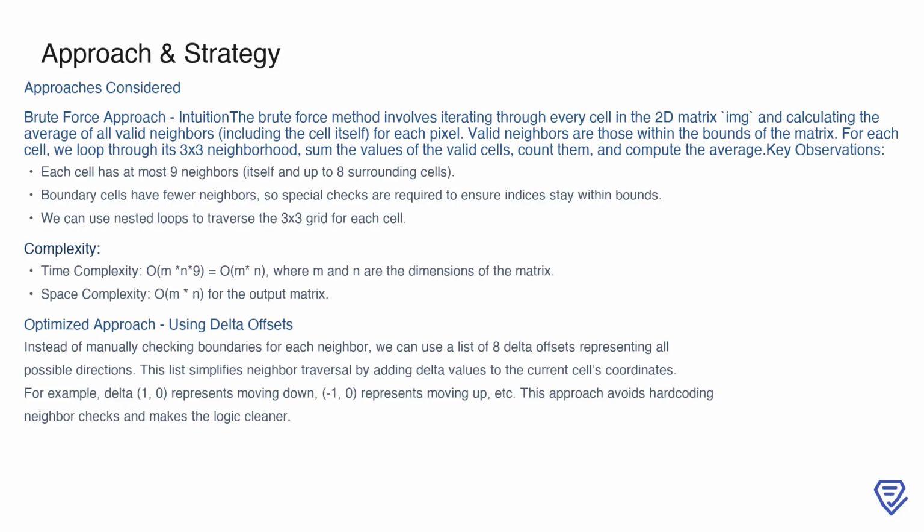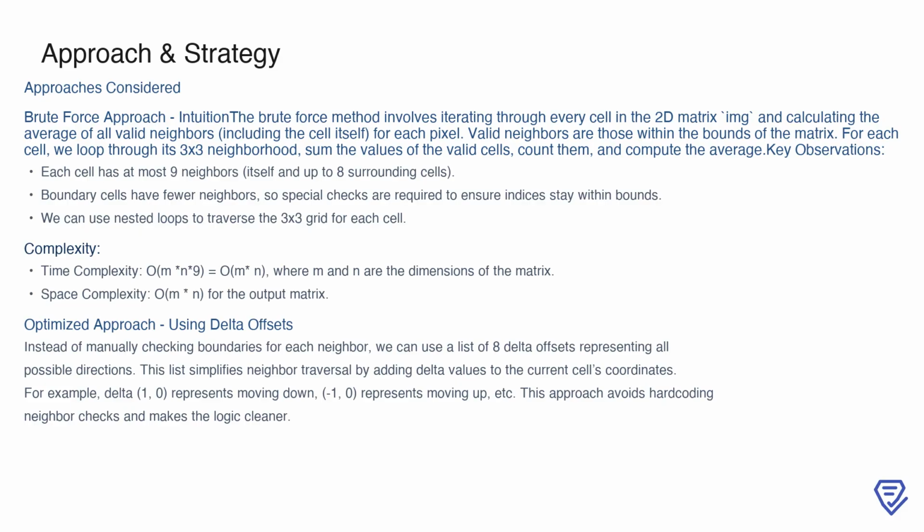It's important to note that each cell can have a maximum of 9 neighbors, this includes itself and up to 8 surrounding cells. However, cells on the boundary or at the corners will have fewer neighbors, so we need to add special checks to ensure the indices don't go out of bounds. Using nested loops to traverse through the 3x3 grid for each cell makes this process straightforward.